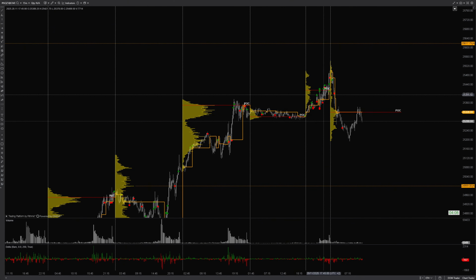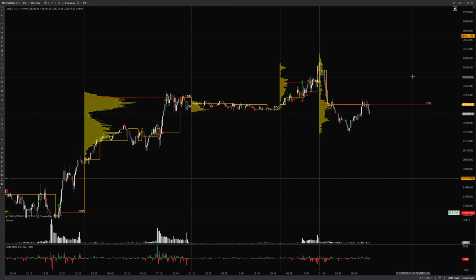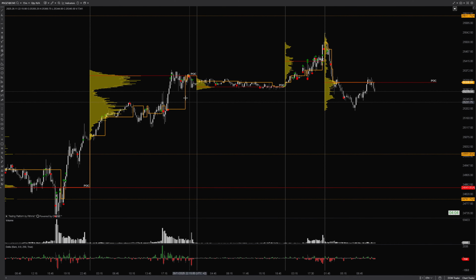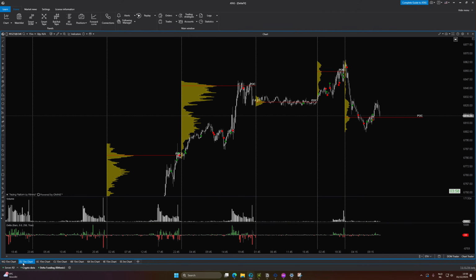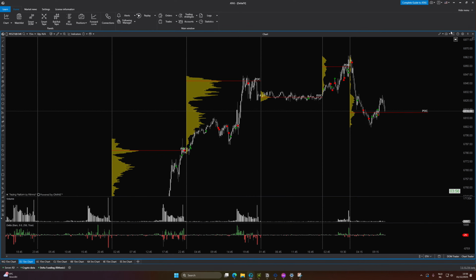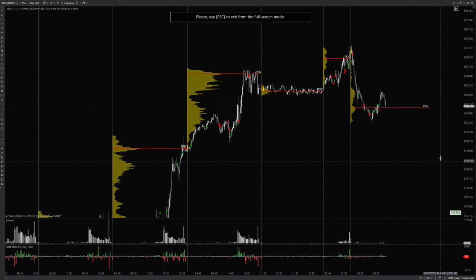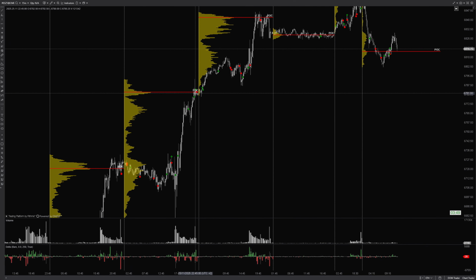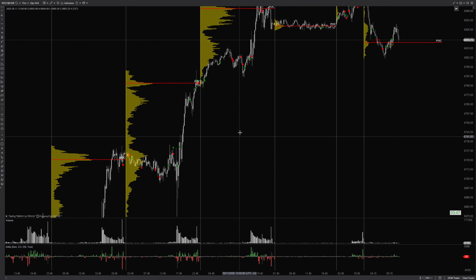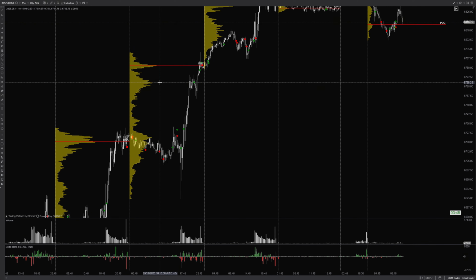Nothing here. Nothing from Friday. So this is it. On to the next one. Let's go to S&P. Let's also start from the 25th. There was a POC, but already mitigated. We do have a volume spike below it.